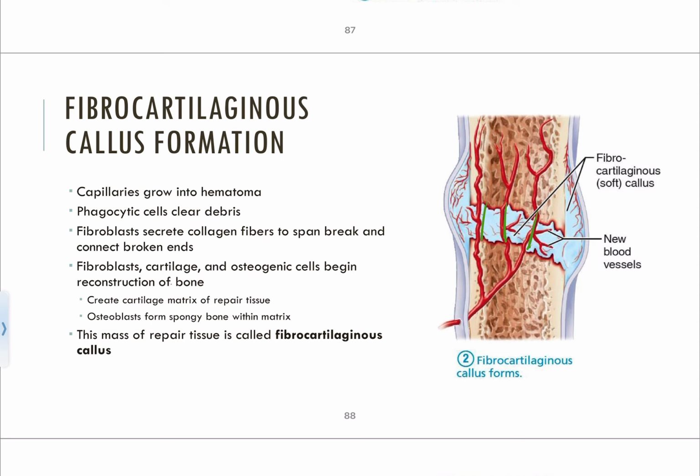Then we have fibroblasts, cartilage cells, and osteogenic cells to begin the reconstruction of bone. The first thing that happens is our chondrocytes create the cartilage matrix of repair, and then our osteoblasts come in to form the spongy bone within the matrix. This entire mass is what we call the fibrocartilaginous callus. One thing to point out again is that we have to have cartilage in order to build the bone. So we first make cartilage, and then from our cartilage, our osteoblasts can secrete the osteoid to make the spongy bone.